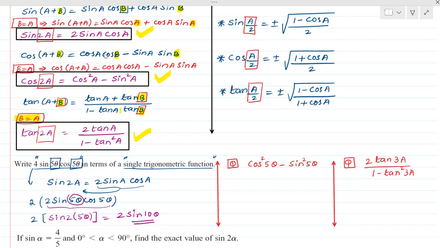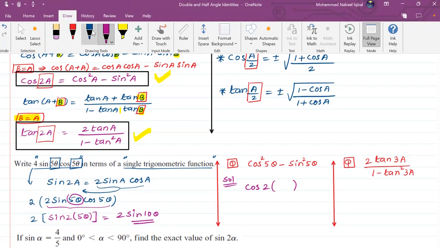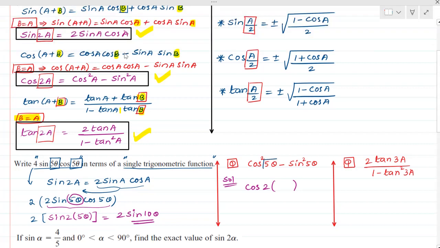Now similarly, the next one: cosine square 5 theta minus sine square 5 theta. This is given, so I have to write it in the form cosine 2A. What is the angle now? The angle is given here as 5 theta, which is the A. Similarly, the value is cosine 10 theta.